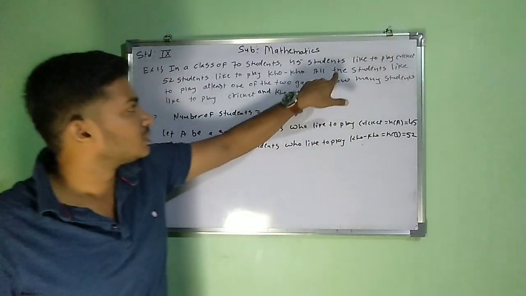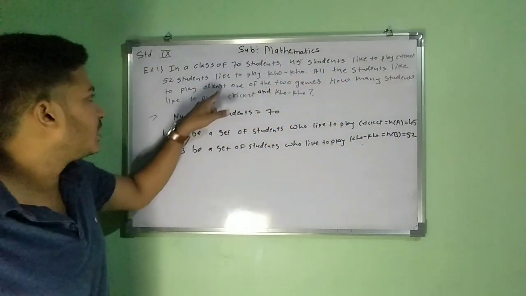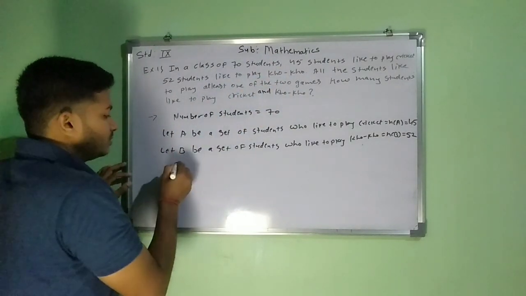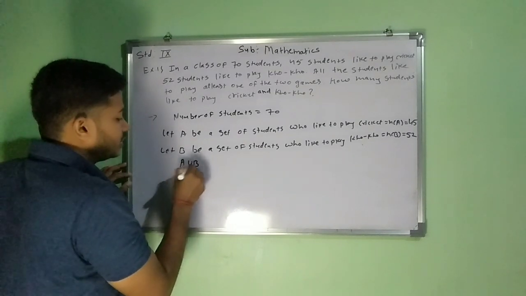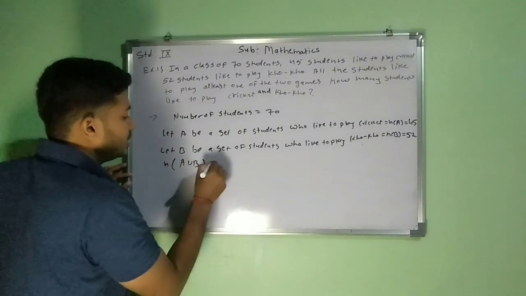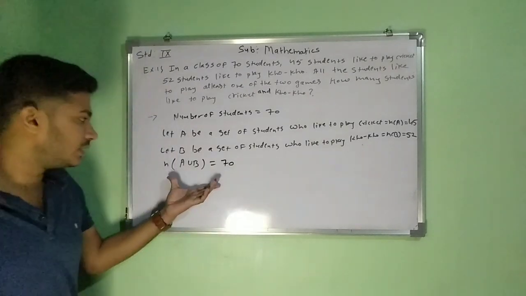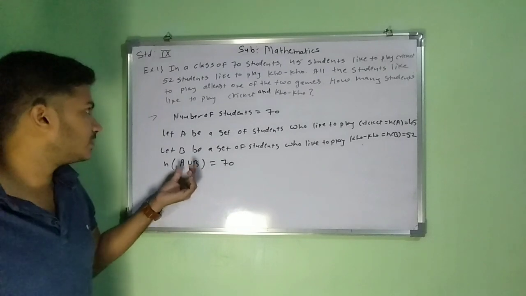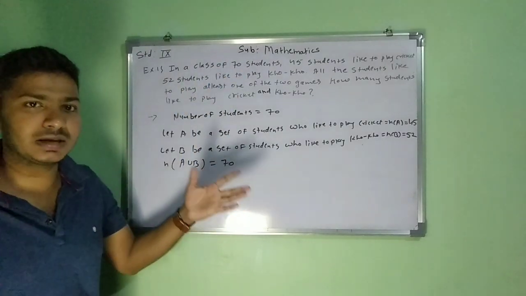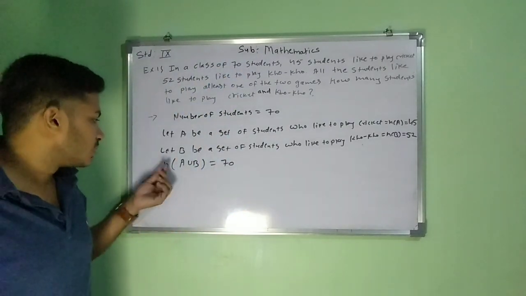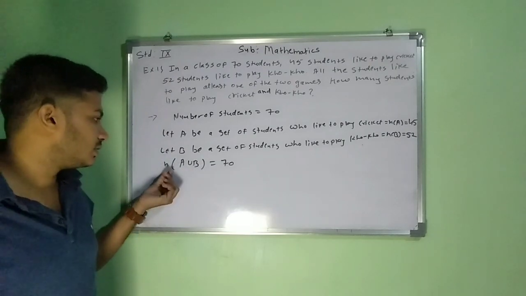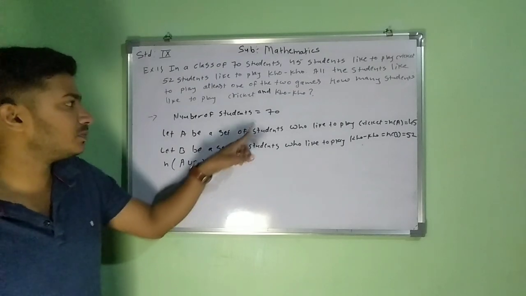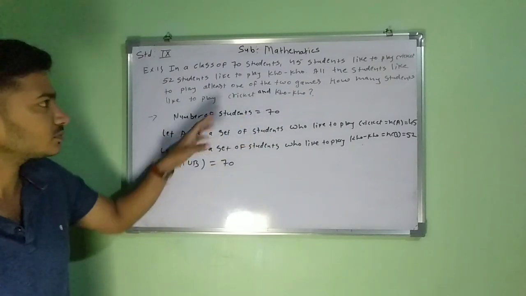Now, what is the next statement? All the students like to play at least one of the two games. That means all the students like to play one of the two games, so A union B is given. That means n of A union B is equal to 70. Why have I written 70? Because A union B means all, it consists of all elements. That means all students like to play any one of the games, either cricket or Kho-Kho. So the number of elements in A union B is equal to 70, because we have a total of 70 students.